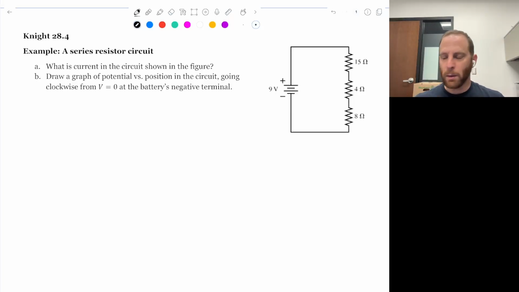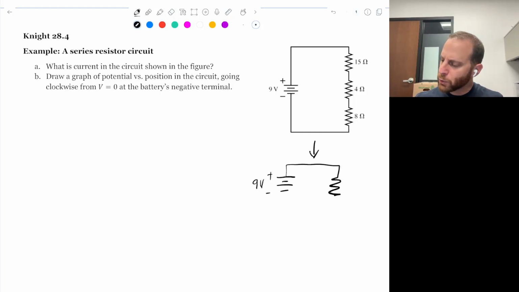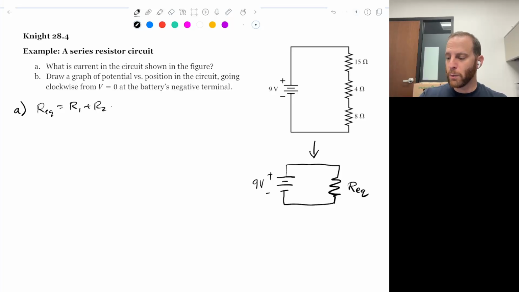Well, we know in a problem like this, we often want to represent the circuit in a more simplified manner, where you draw your power sources, the 9-volt battery, but then represent the resistors as one giant equivalent resistor. Req would be the equivalent resistance for that circuit. When you have resistors in series, the equivalent resistance is just the sum of all of the resistances. So here it's 15 plus 4 plus 8, which works out to be 27 ohms.